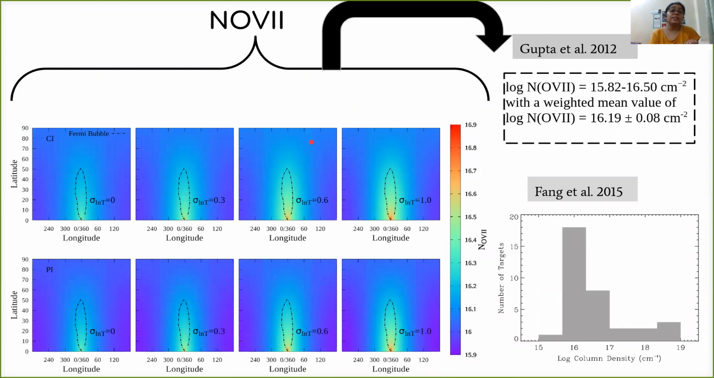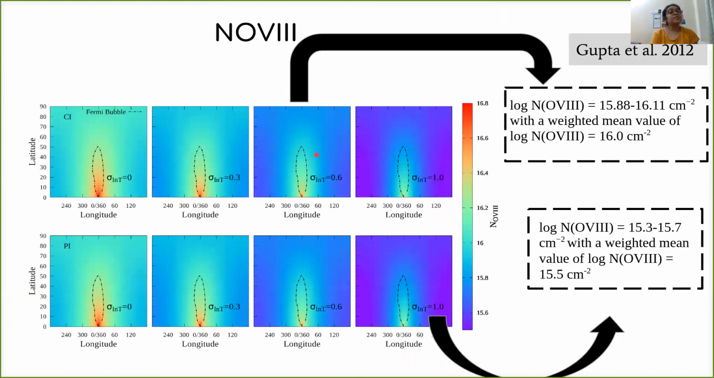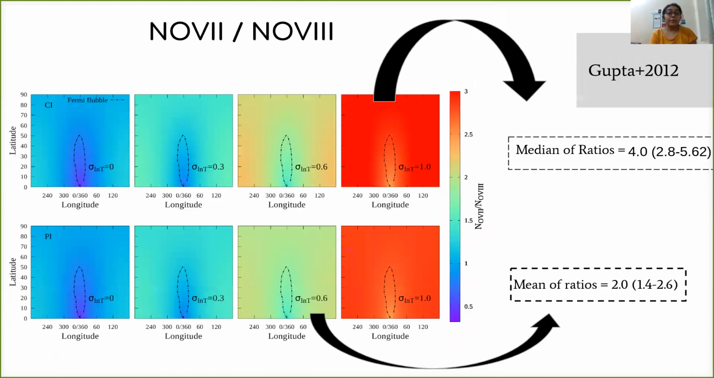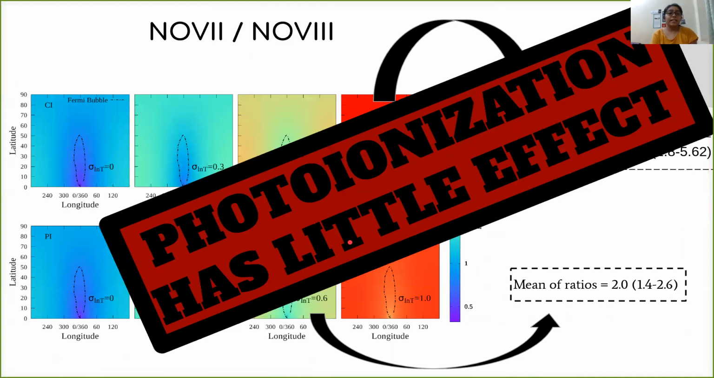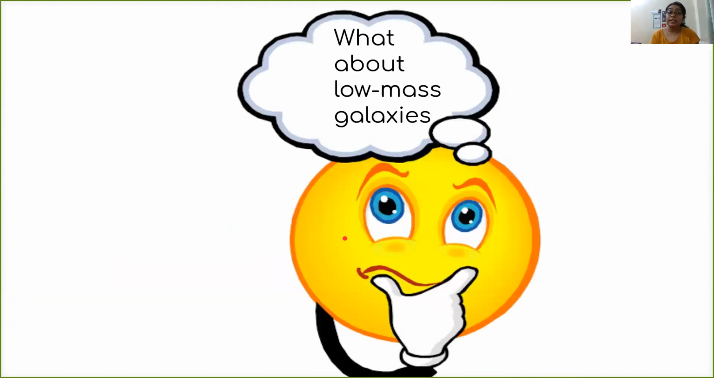We find that with increasing log normal fluctuation, there is no change in O VII column density, but a range of sigma_LNT from 0.6 to 1 is needed to explain the O VIII column density and the ratio between O VII and O VIII column density. As expected, there is very little effect of photoionization on these column densities for the Milky Way. However, precipitation limited CGM models of lower mass galaxies have considerably lower densities. That means photoionization becomes more important for them.